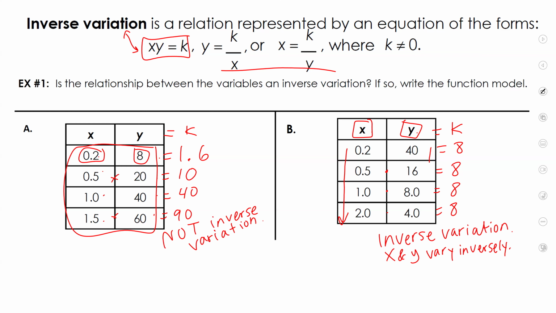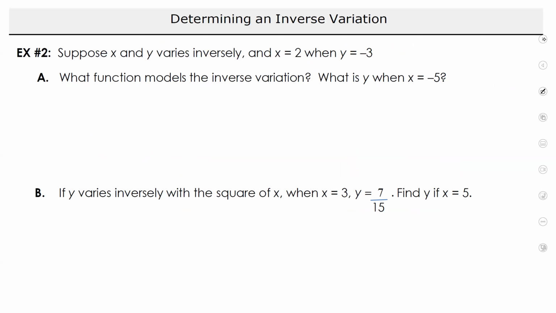Okay, let's look at another example. Let's look here. We're supposing that x and y varies inversely. So we're supposing that this equation works, x times y equals k. That no matter what x is and what y is, you're going to get the same number k every time because they're telling us it varies inversely. So guys, let's use that equation. X times y will give you k. And in this problem, they're saying that x is 2 and y is negative 3.